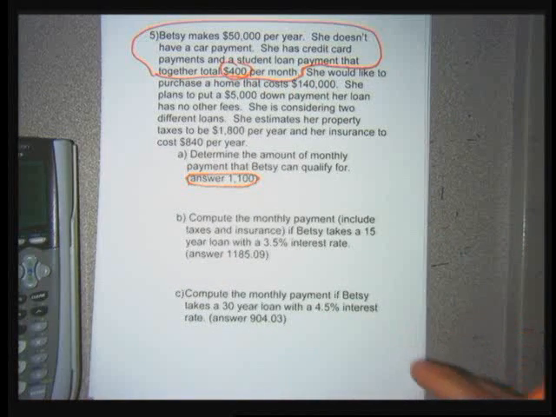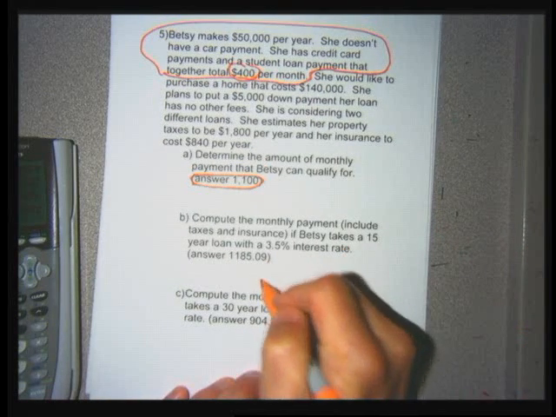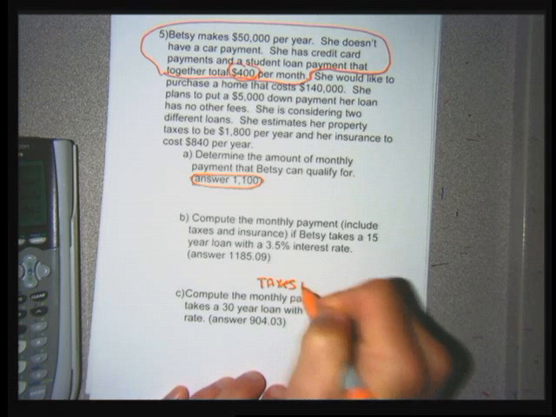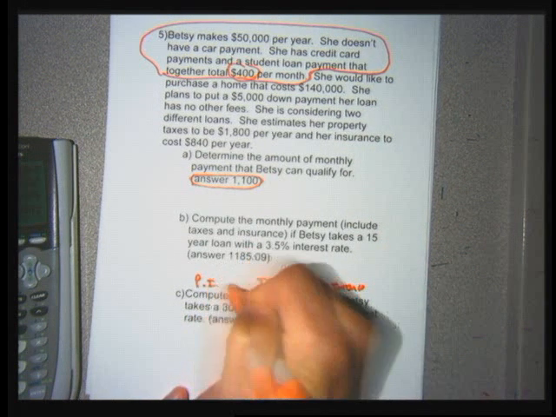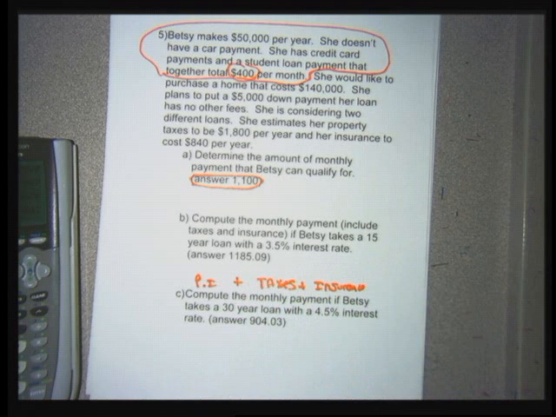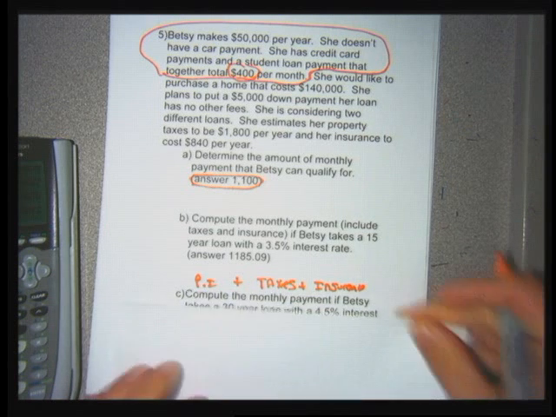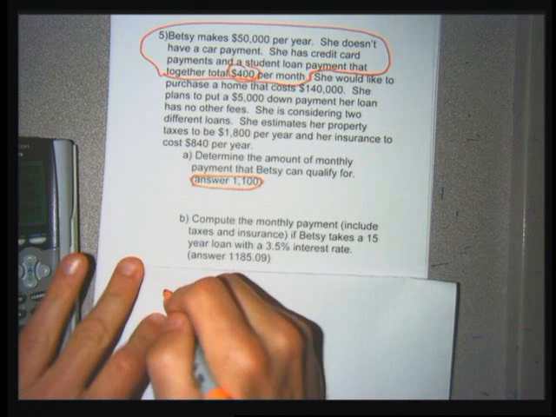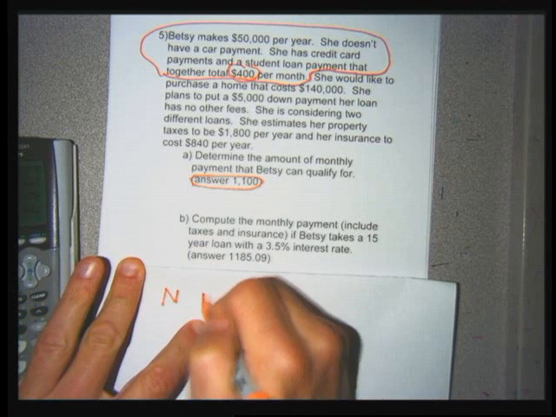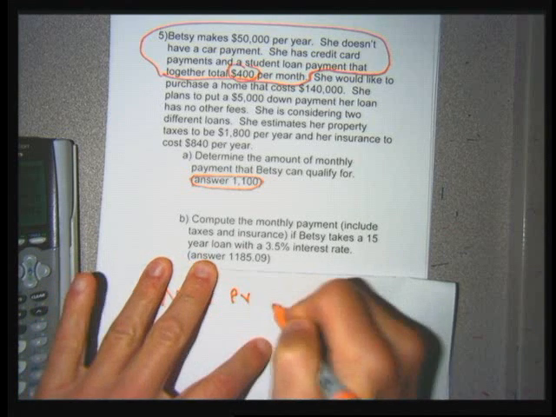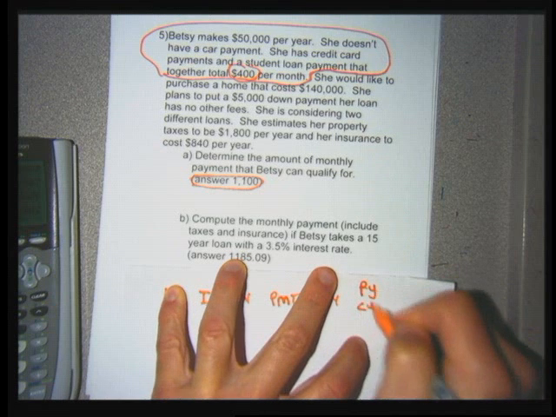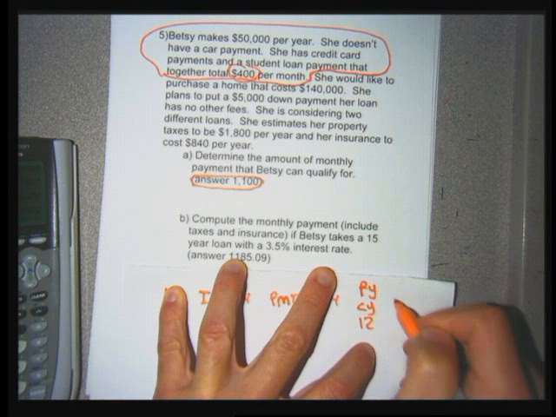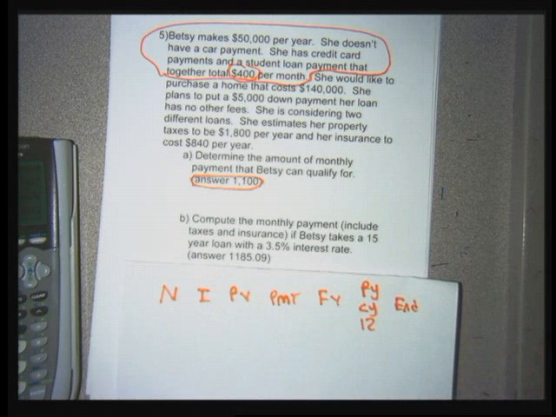Part B says, what if Betsy takes a 15-year loan? What would her payment be? The TVM solver does the principal and interest portion of her payment, and let me compute that now. To do the principal and interest portion of Betsy's payment, I need to use my TVM solver. I need a value for N, a value for I, a value for PV, a value for PMT, a value for future value, and for all loan problems, the PY and the CY are going to be 12, and I'm leaving the calculator on end, so those are kind of non-issues.